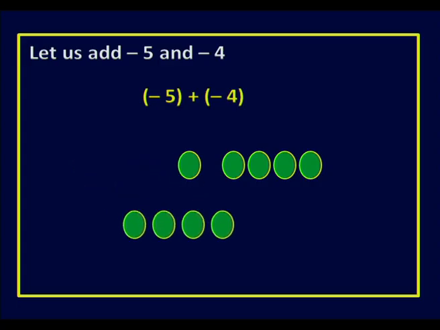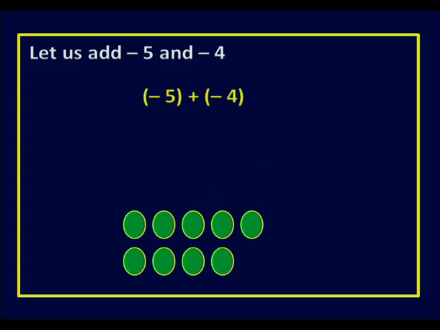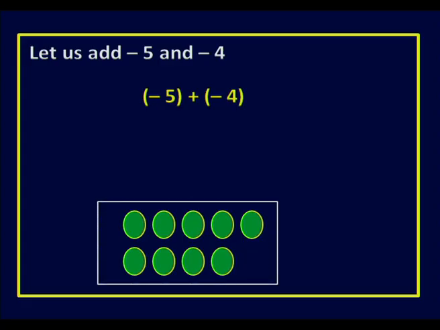So, first we have -5, so that means 5 coins. Then we have 4 green coins, and together count, children, how many we have? Yes, you are absolutely right. We have 9 green coins, and green represents, yes, a negative number. That means we have -9. So, -5 plus -4 is always equal to -9. And children, what do you notice here? Yes, on adding two negative numbers or negative integers, you got a negative integer.